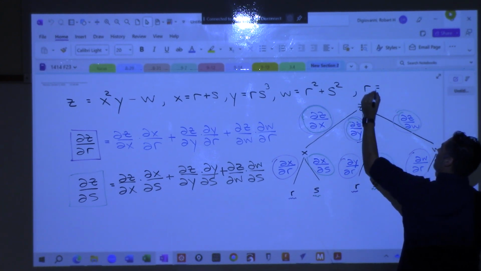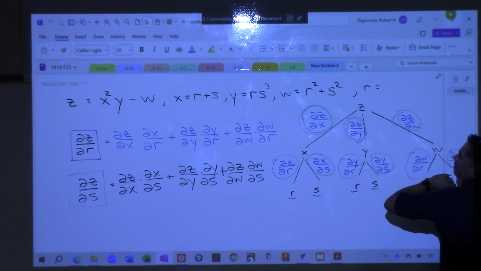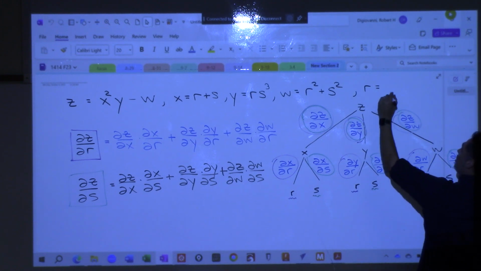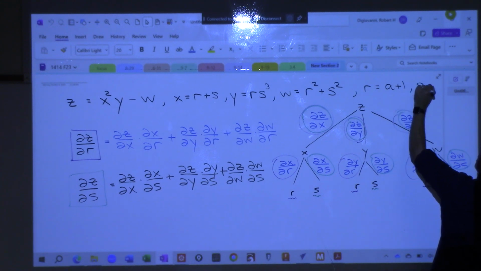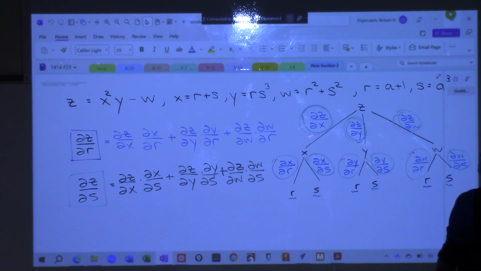R is, let's see, what have I not used? Let's just do this. R is a plus 1, and s is a cubed. Now what have I done? Is that the same tree? There's one more thing though, right?